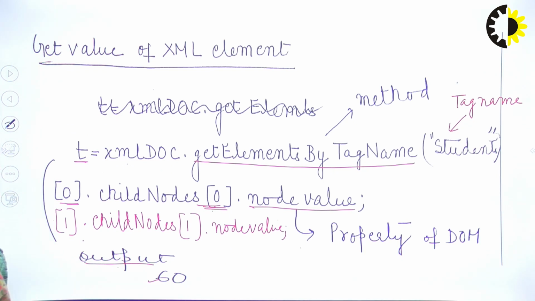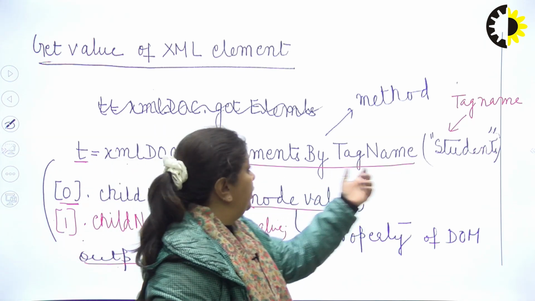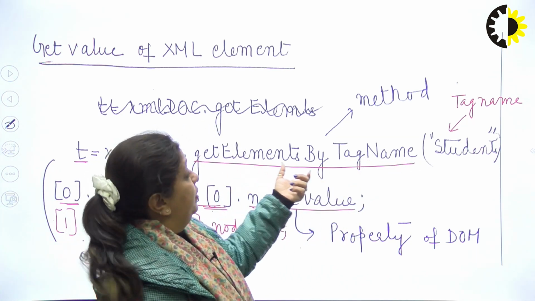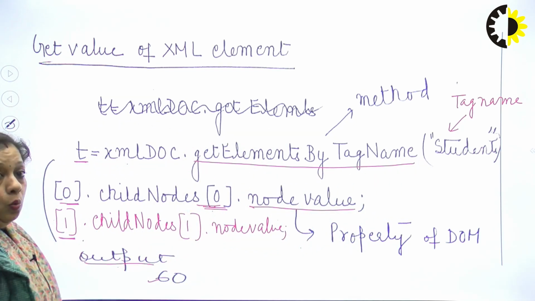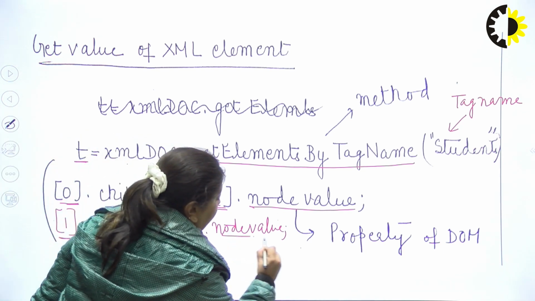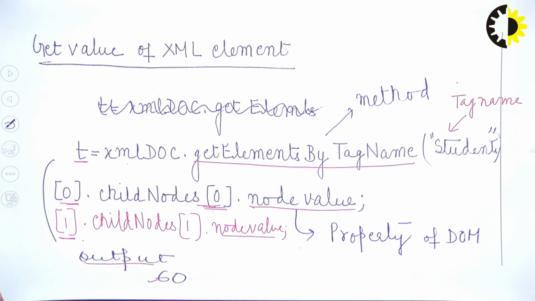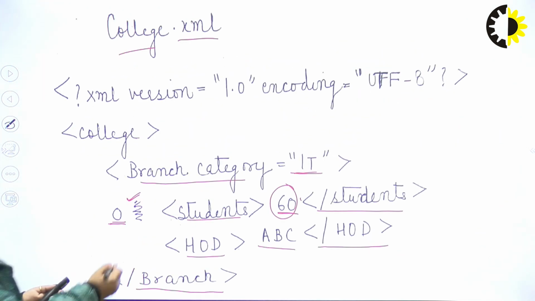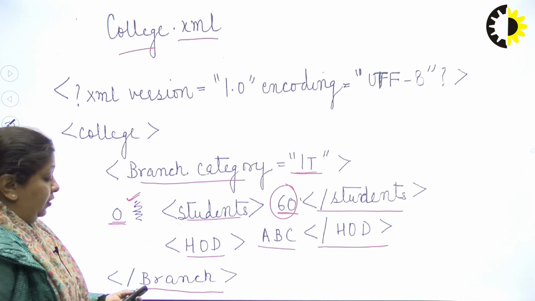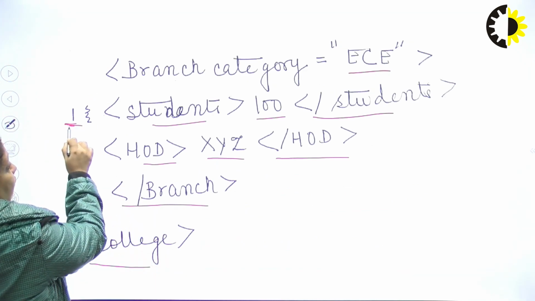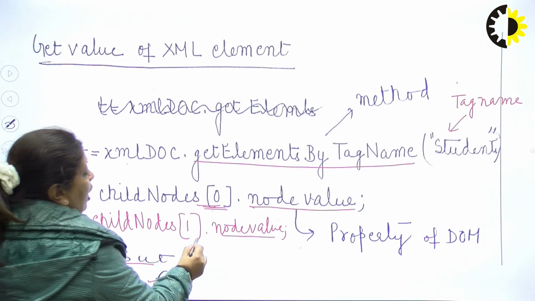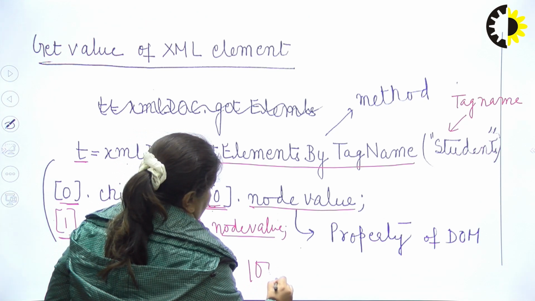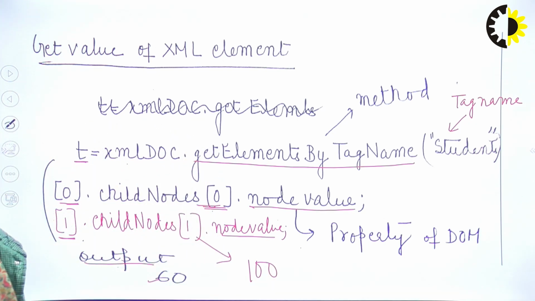Now if I have modified the code this way, that I have tried to access the same tag students and I have used the method get elements by tag name students, but now what I have done, I have used the level 1. And the same property I had used, that is node value. So what would have happened? It would have not accessed this because this is my level 0. So it would have accessed this level 1. So the node value of students here is 100. So if this would have been the code, the output would have been 100. So this is how this is working.